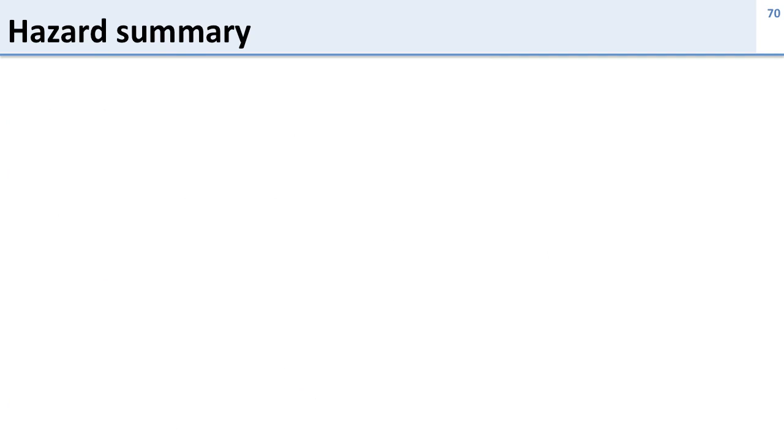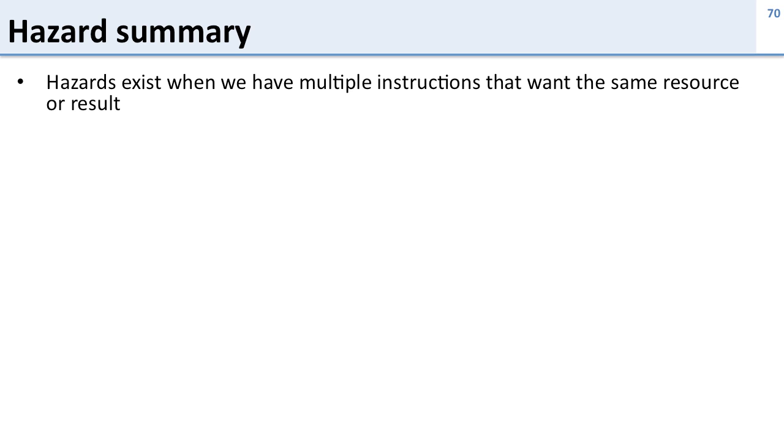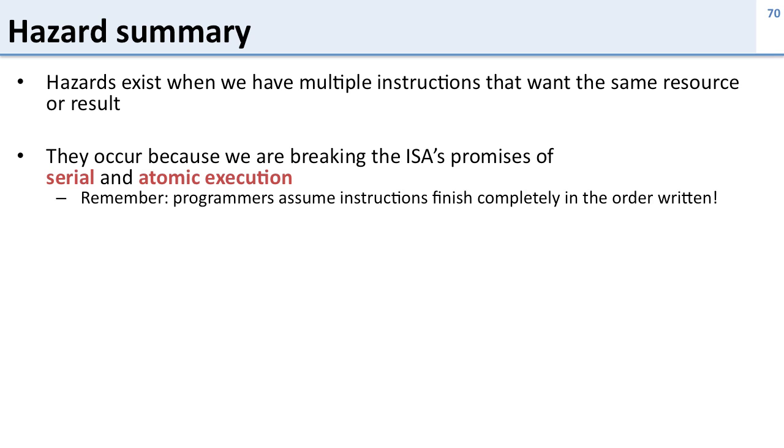So let's summarize what we've talked about with hazards so far. Hazards exist when we have multiple instructions that want to use the same resource or the same result. They occur because we're breaking the ISA's promise of serial and atomic execution. So remember, the ISA promised that instructions execute one after another, and each instruction executes entirely before the next one. And programmers write their programs this way. You write branch and then add, and you assume that the branch will be finished before the add after it. But the pipeline doesn't do that, and so the pipeline breaks these promises, and that's why we get hazards.